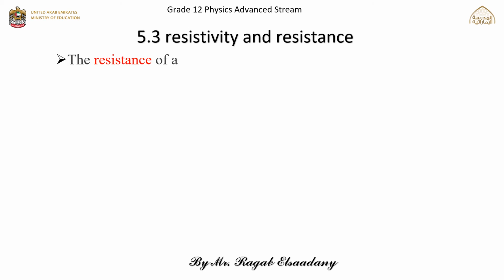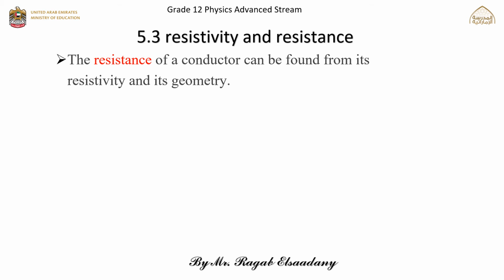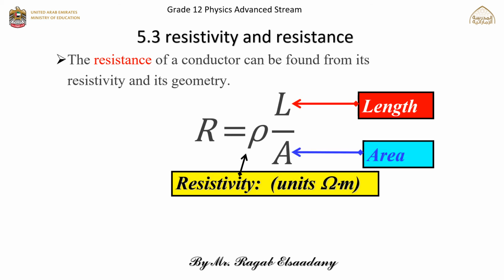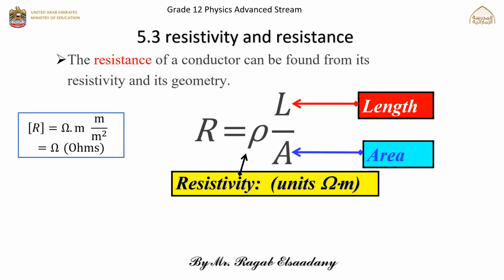The resistance of a conductor can be found from its resistivity and its geometry. R equals rho times L divided by A. Rho is the resistivity of the conductor measured in ohm meter, L is the length of the wire, and A is the cross-sectional area. From this equation, the unit of resistance equals ohm meter for resistivity times meter for length over meter square for cross-sectional area. The result is ohm.